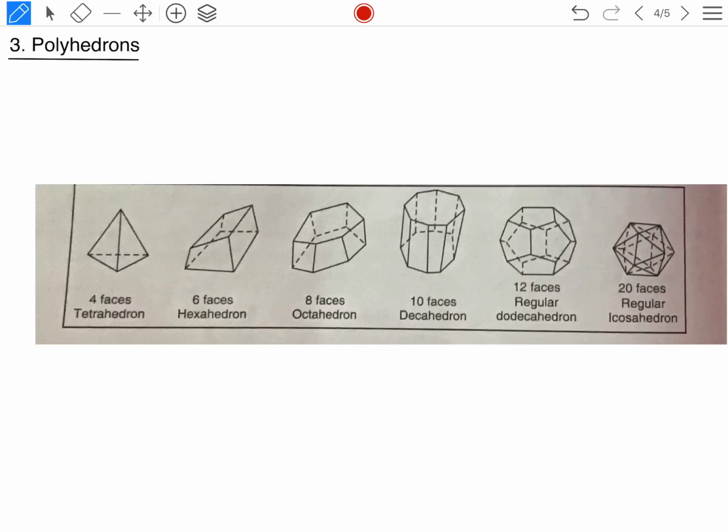So some polyhedrons are also given. Now what is a polyhedron? Okay, polyhedron means it is a geometric solid with faces and straight edges. Okay, so polyhedrons are classified based on their faces only. If it has 4 faces, then it is known as a tetrahedron. If it has 6 faces, then it is known as hexahedron. 8 faces means octahedron. Then 10 faces means decahedron. 12 faces means dodecahedron. Okay, then 20 faces, it is known as an icosahedron. Okay, so polyhedrons are classified on the basis of the number of faces.